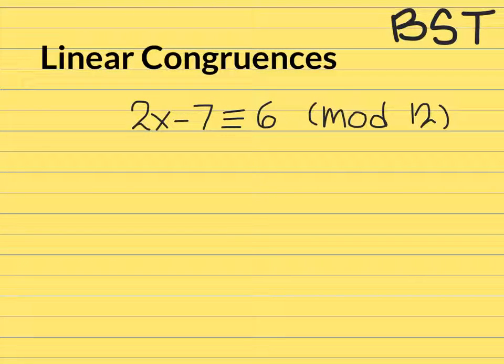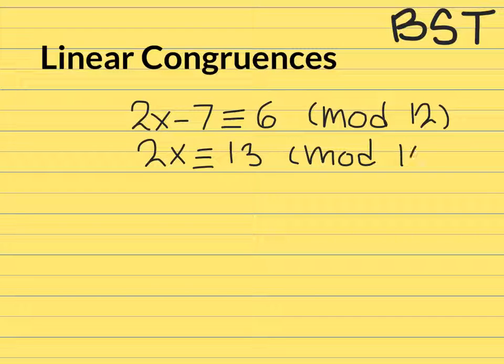Okay, so this last example I want to work out, it's an important one. So, it may look easy at first. You just add 7 to both sides, and you come up with 2x congruent to 13 modulo 12. And so what you need to notice here is that, okay, I can just add multiples of 12 to both sides, and eventually I'll get something that allows me to divide by 2, right?